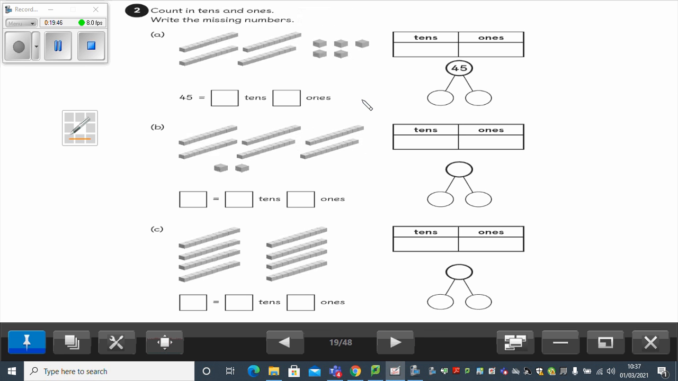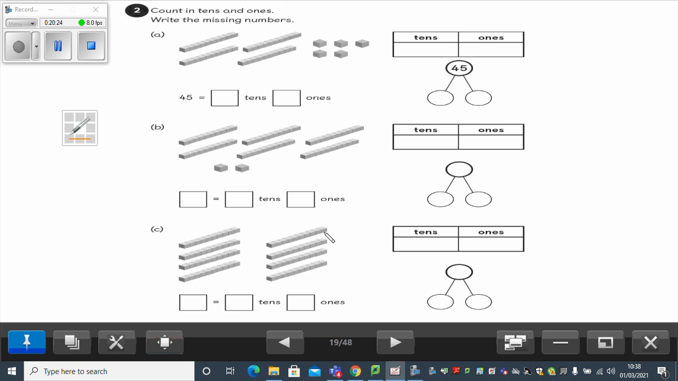Okay, next we have some images and our place value chart, whole part model, and we're writing how many tens and ones in each of the images. So the first one tells us our whole number. We've just got to work out how many tens, how many ones, and then we can put this information in our place value chart. Then we have our whole number to write the value of each of the parts, so the value of the tens and the value of the ones.